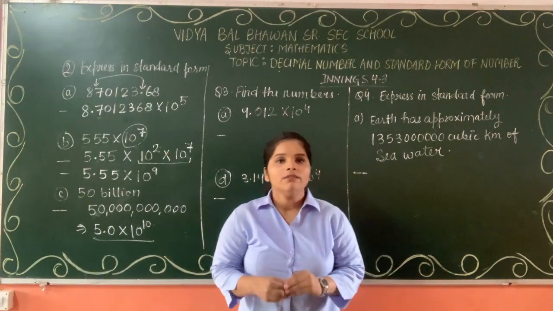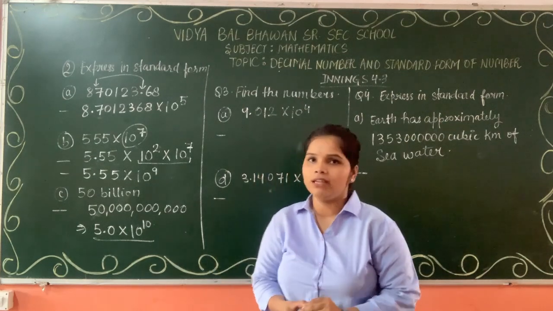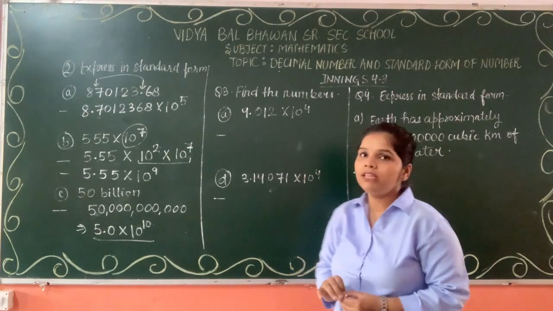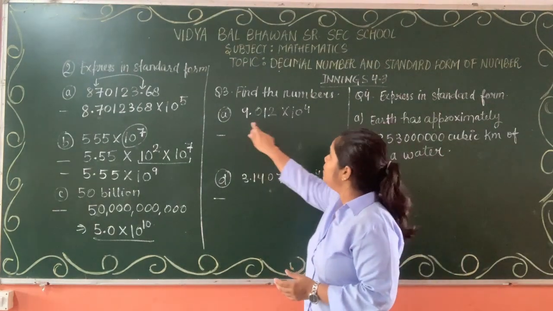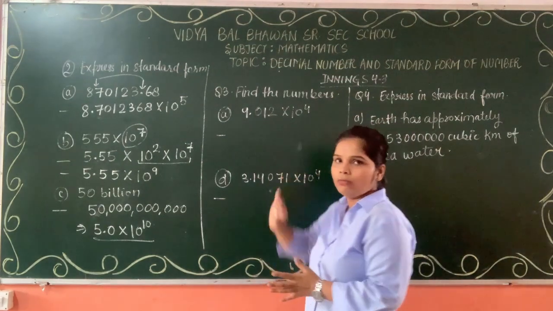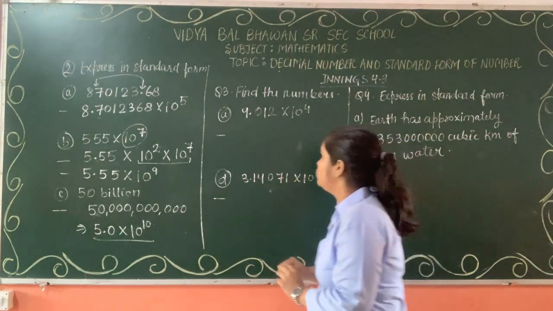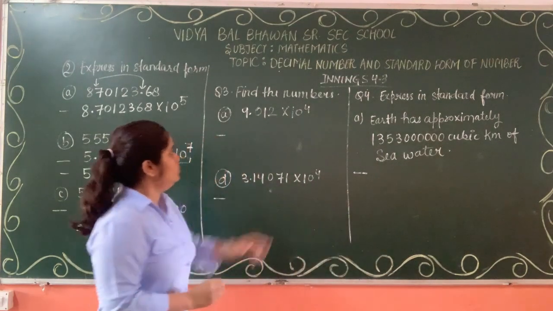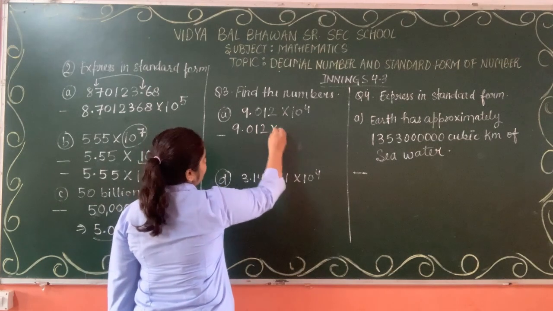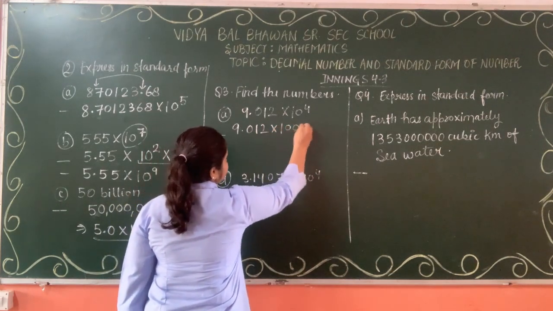We have done various examples in this class. After that, find the numbers. We have to find the numbers of these standard forms. We are having the standard form of the number. Find the number of that. Chalo. What will we do? Here it is 9.012 multiplied by 10 raised to the power 4, meaning 10,000.